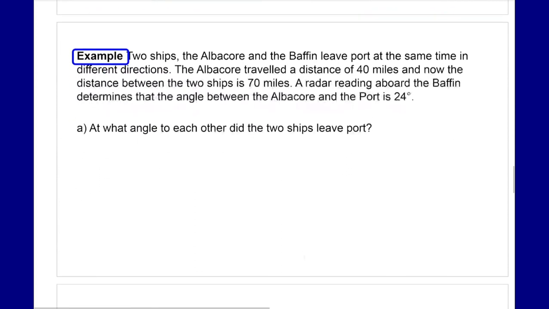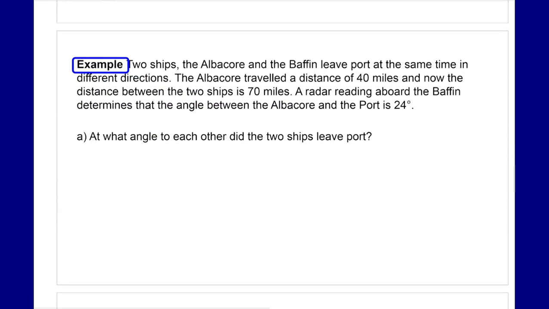The next example: two ships, the Albacore and the Baffin, leave port at the same time in different directions. The Albacore traveled a distance of 40 miles, and now the distance between the two ships is 70 miles. A radar reading aboard the Baffin determines that the angle between the Albacore and the port is 24 degrees. At what angle to each other did the ships leave the port?